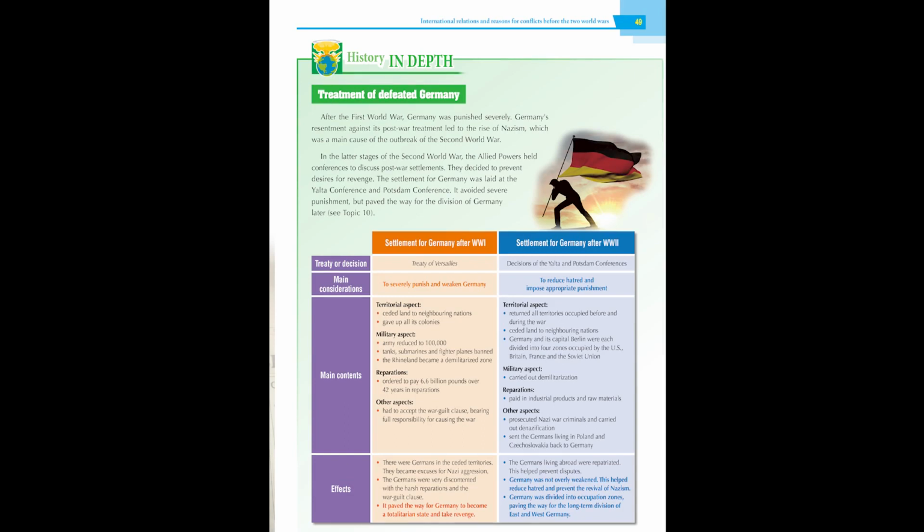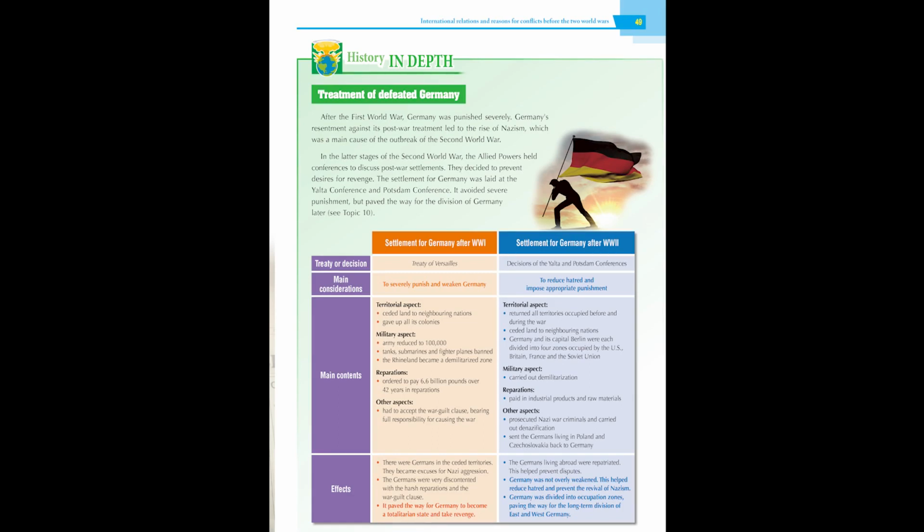In the latter stages of the Second World War, the Allied powers held conferences to discuss post-war settlements. They decided to prevent desires for revenge. The settlement for Germany was laid at the Yalta Conference and Potsdam Conference. It avoided severe punishment but paved the way for the division of Germany later. See Topic 10.